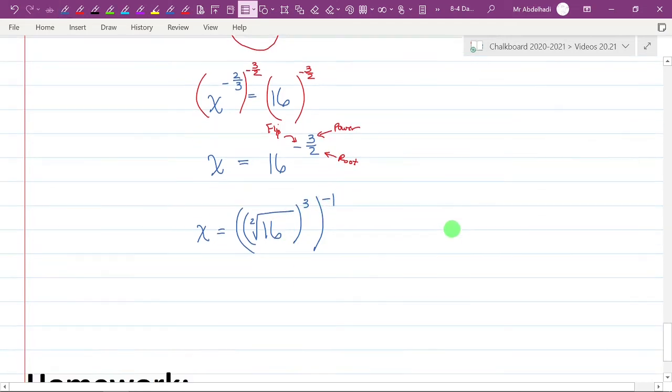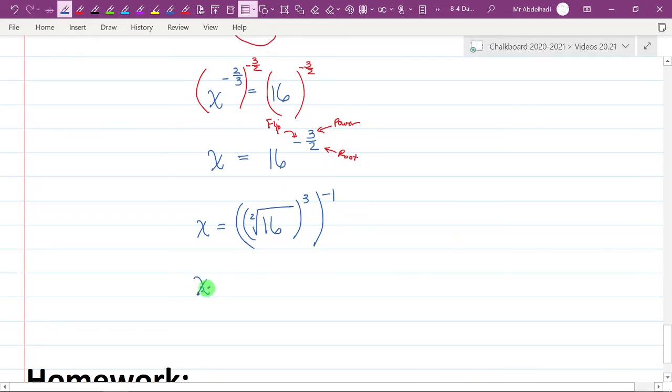And then you're going to work your way from inside out. So, what's the square root of 16? It's 4. You're going to take that now to the third power, and then you're going to take it to the -1 power, which is to flip it. Let's continue over here. What's 4 to the third power? 4 times 4 times 4. 4 times 4 is 16, and 16 times 4 is 64.